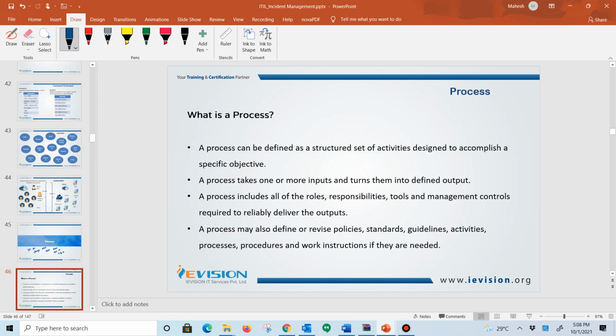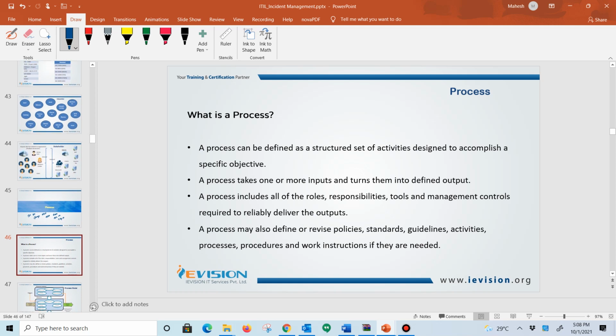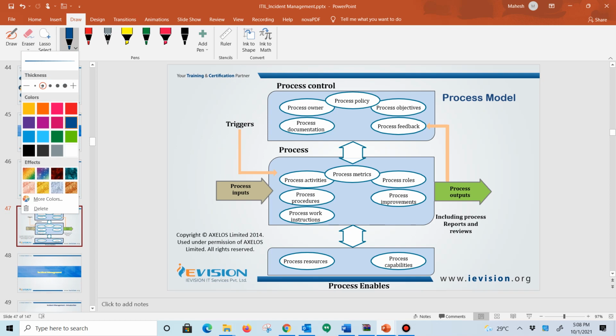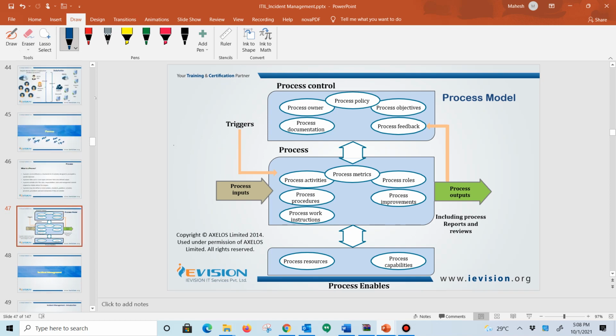When we talk about a process, there has to be a structure to the process. That means there are certain inputs, certain process activities, and the output. There has to be a control on the process, and the process needs to be delivered through certain resources, which we call process enablers. So these are the five key factors. You can have a look at it, courtesy of Axelos. I am also an ITIL trainer, so this slide is taken from the ITIL reference. This is a fantastic explanation of a process.